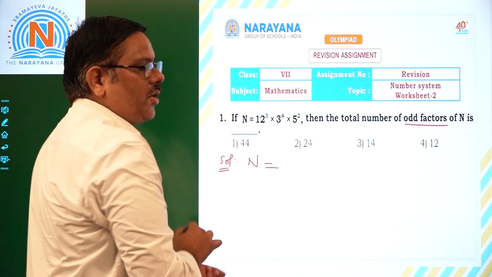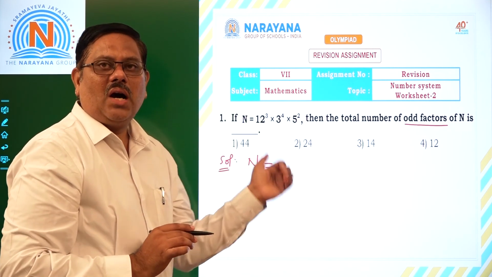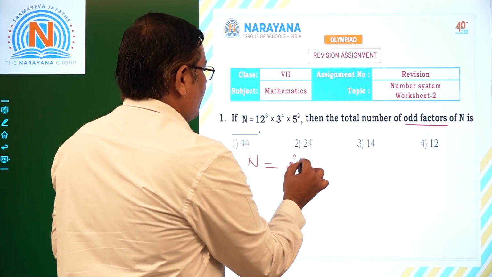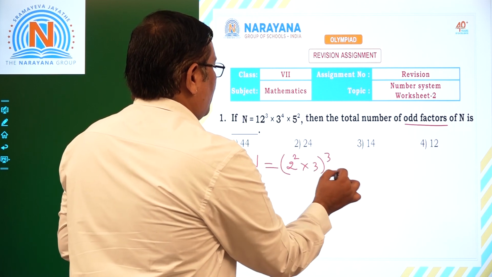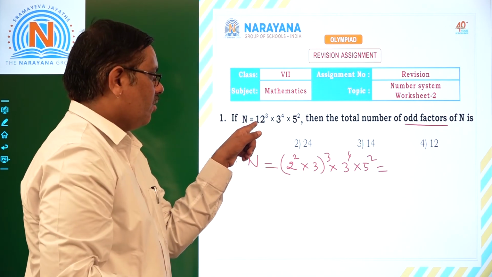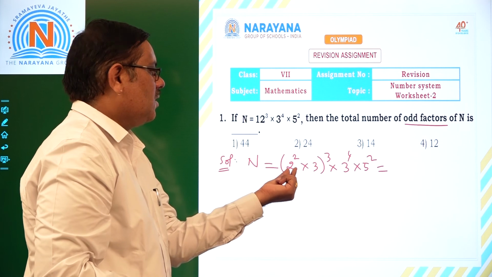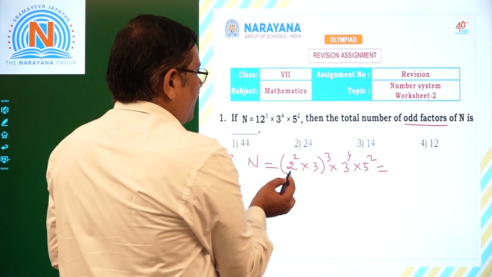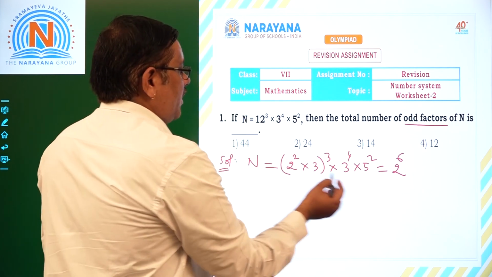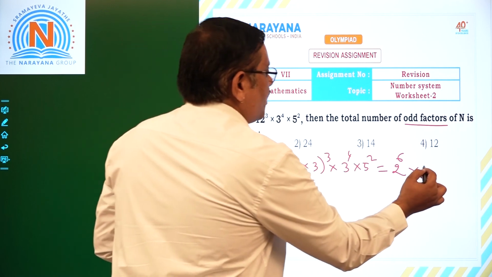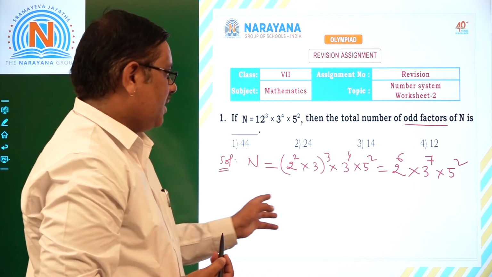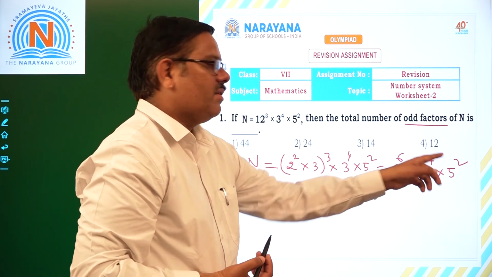If you observe here 12 cube, here 12 is not a prime number, so we have to convert 12 into a product of primes. So what do you get now? That is 2 square into 3 whole cube into 3 power 4 into 5 square. The given number n has 12 cube as one of the factors, so 12 is 2 square times 3. If you simplify that, it is going to be 2 square whole cube, that is 2 to the power of 6, into 3 cube here, 3 power 4 here, so total 3 power 7 into 5 square. So the standard form of n is 2 to the power of 6 times 3 power 7 times 5 square.